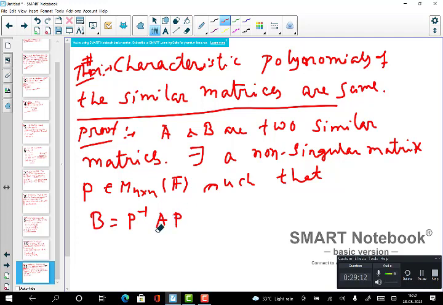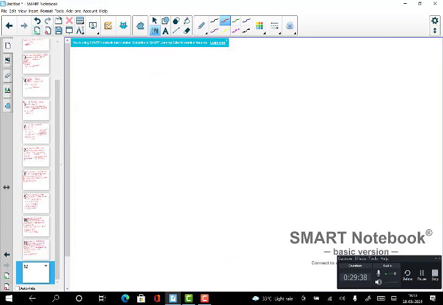And now if we know the characteristic polynomial of A, then can you find the characteristic polynomial of B or not? The answer is yes. Why? Because if you choose determinant of B, that would be nothing but the determinant of P inverse AP, right? This is the meaning.